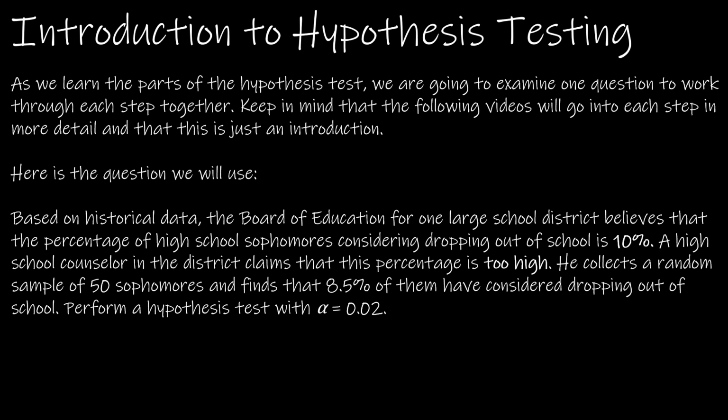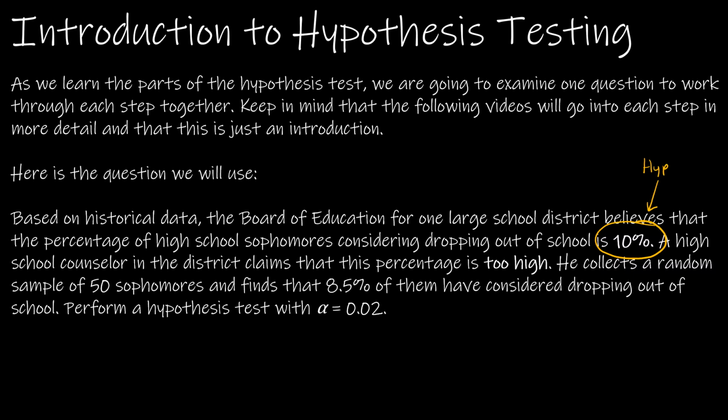So through the rest of this video, we're going to look at this question. Based on historical data, the Board of Education for one large school district believes that the percentage of high school sophomores considering dropping out of school is 10%. So typically, as I'm reading through a question like this, I will circle or highlight things that are important. So 10% is what we believe is going to happen. Now, the fact that we believe that's what's going to happen means this is our hypothesis.